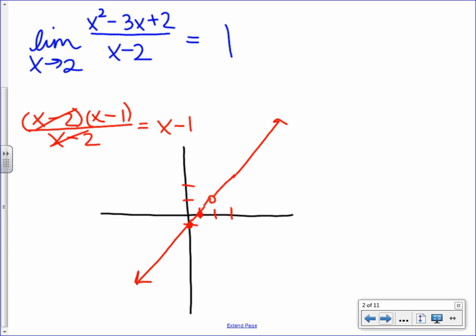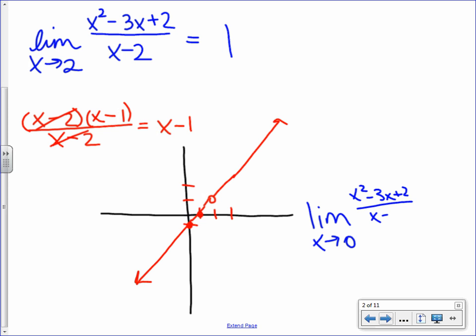is 2. Yes? Why did you put x minus 1 in the second step? Because we canceled this out, and that's all that we were left with, just that factor. Okay? Now, what if, in this same problem, I ask for the limit as x approaches 0?